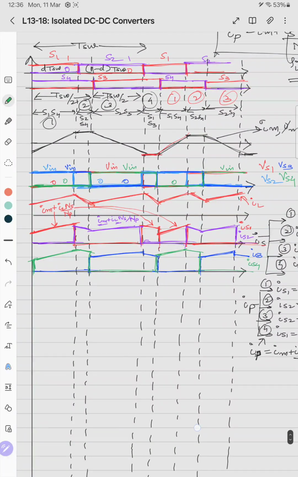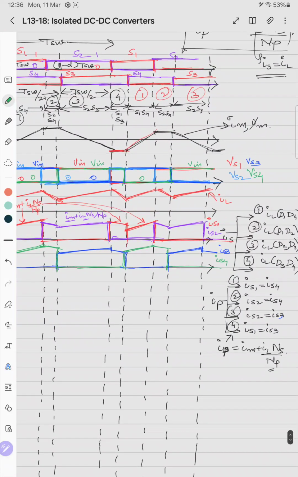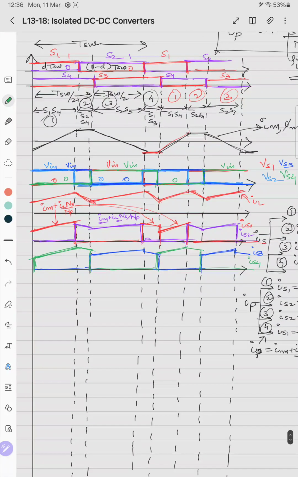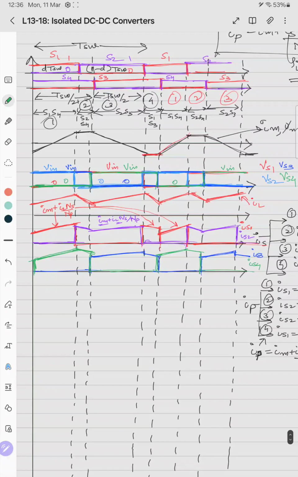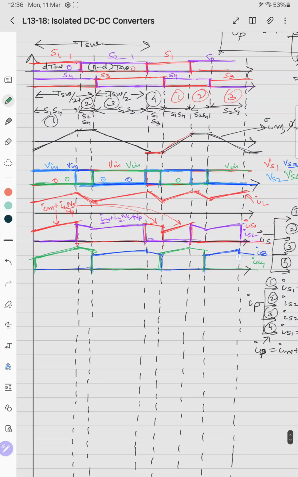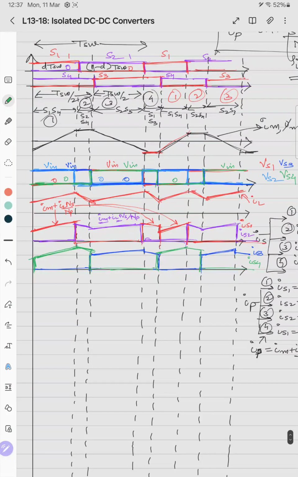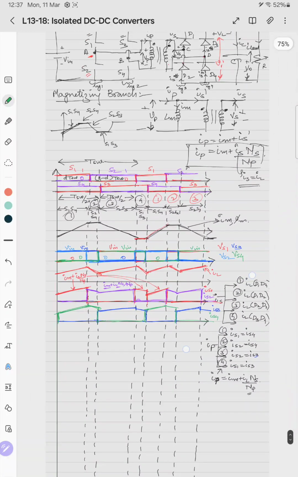Now we see that in case 1, IS1 equals IS4. Is it coming or not? Yes, it is coming. IS1 equals IS4. In case 2, IS2 is IS4. Now IS2 is this purple and IS4 is this green. So it is almost similar. In case 3, IS2 and IS3 are similar. So the purple and blue color. Yeah, it is similar. And in case 4, IS1 and IS3 are similar. IS1 is the red one and IS3 is the blue one. It is similar. So these are the switch currents and switch voltages.